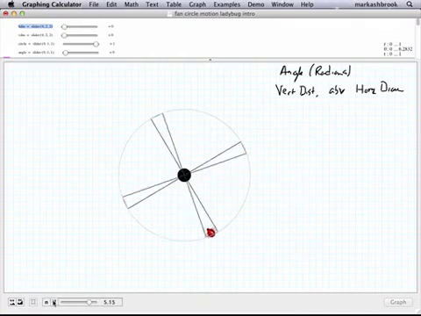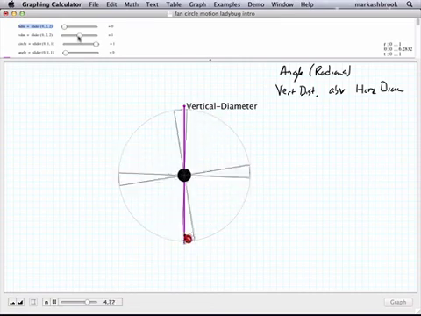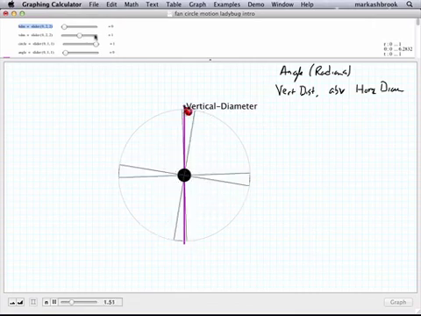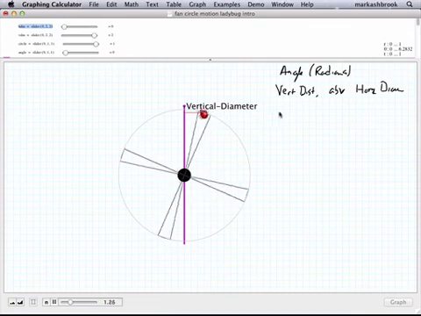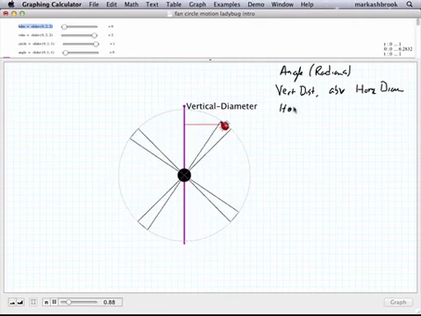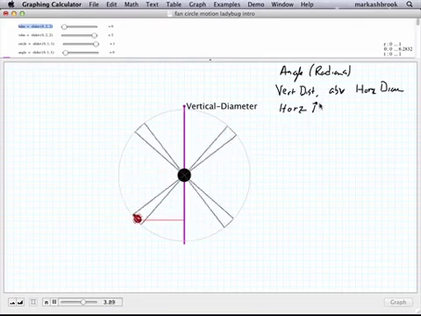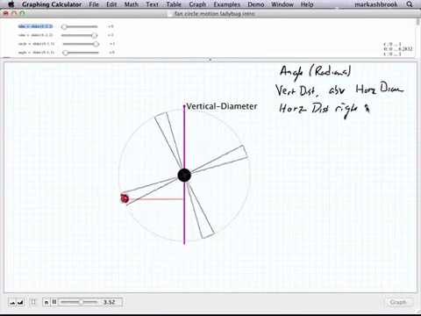Horizontal distance from what? So we could have a vertical diameter, right? And we could track the horizontal distance from the vertical diameter. So we would have to specify then to the right. Horizontal distance right of the vertical diameter.